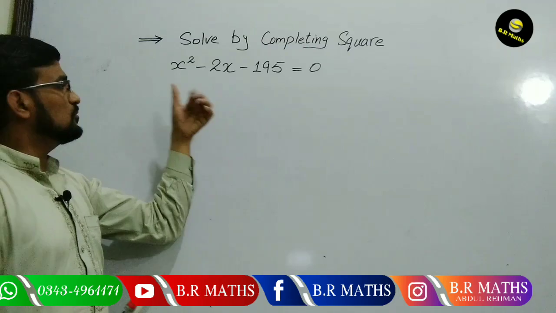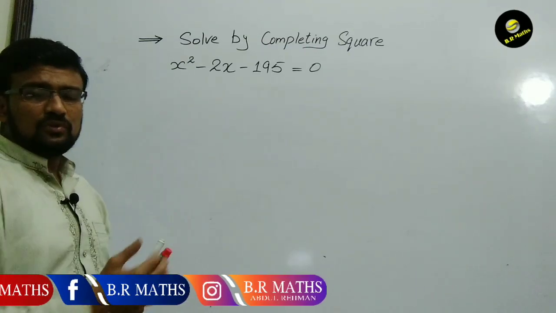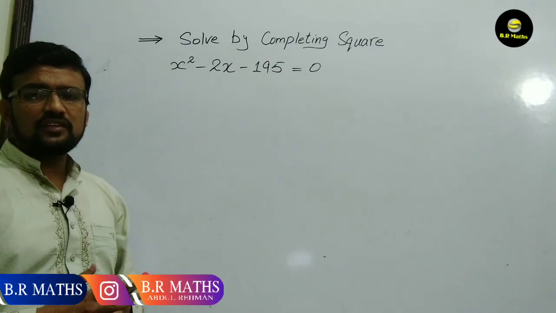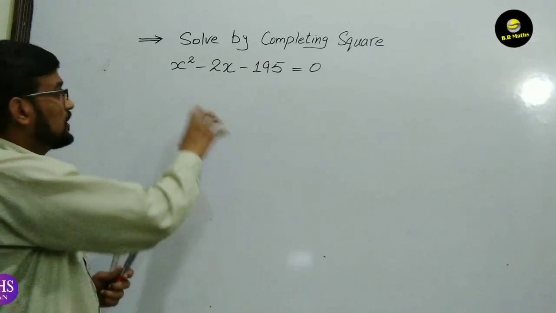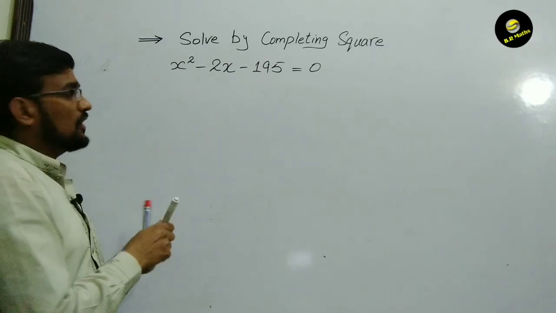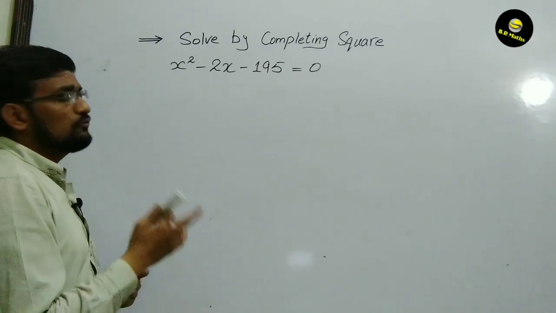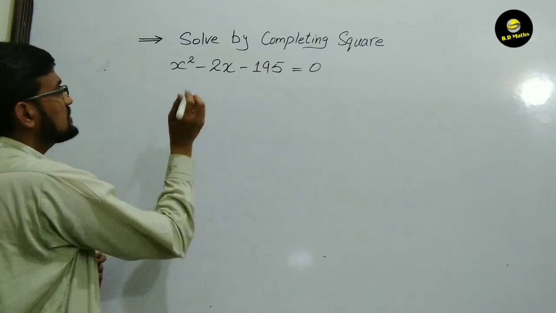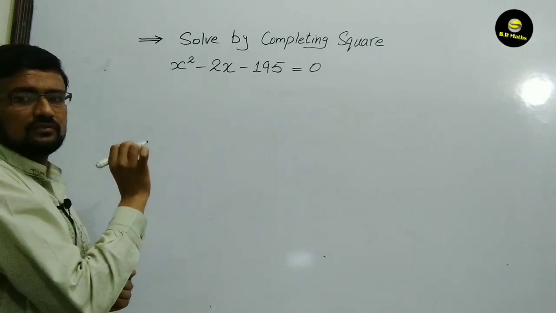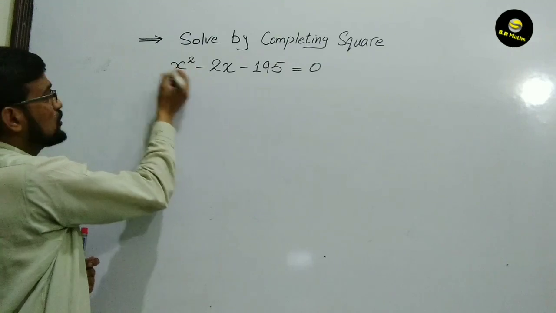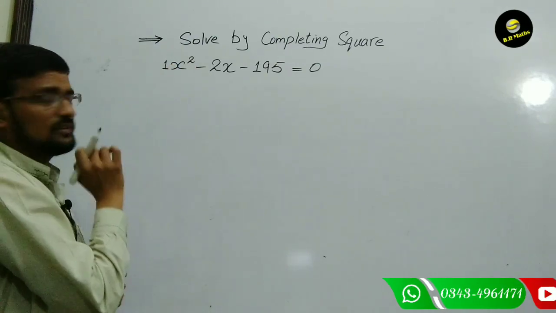This method is the most important and somewhat tricky as compared to the other two methods, factorization and the quadratic formula. So firstly, understand how to start this completing square method. The first condition for completing square is that the coefficient of x square should be 1. In this question, it is also 1.